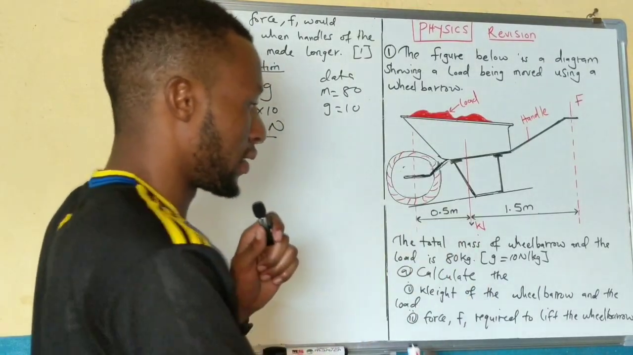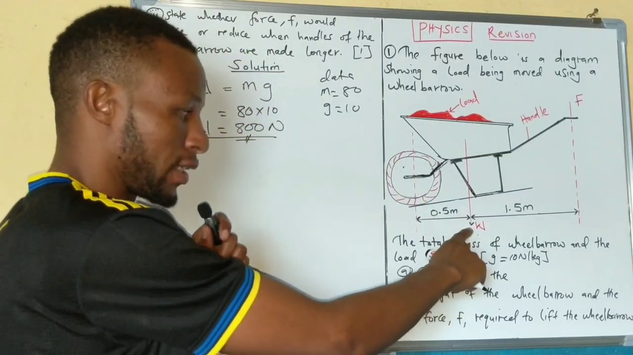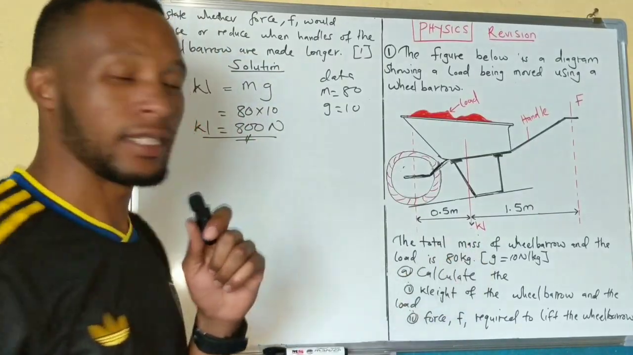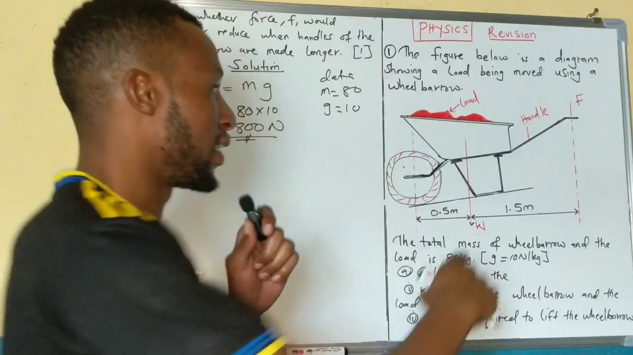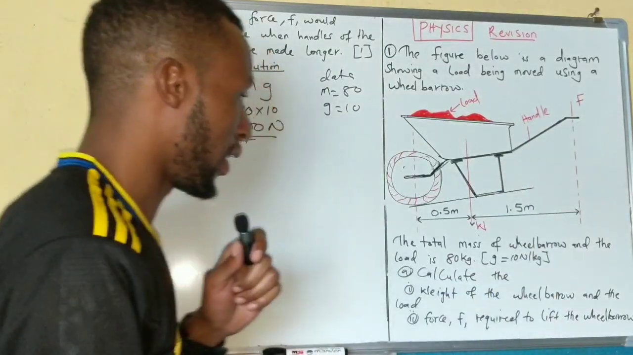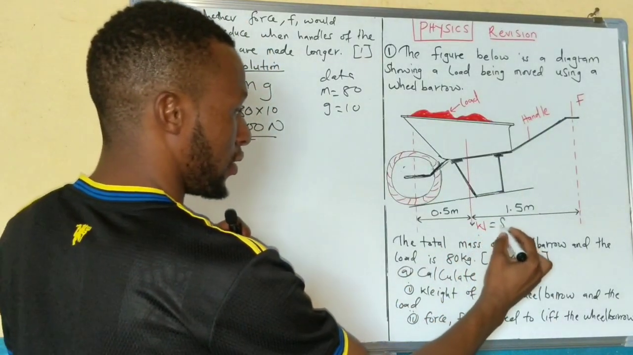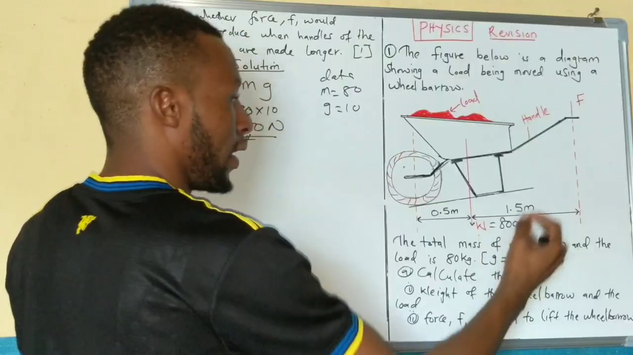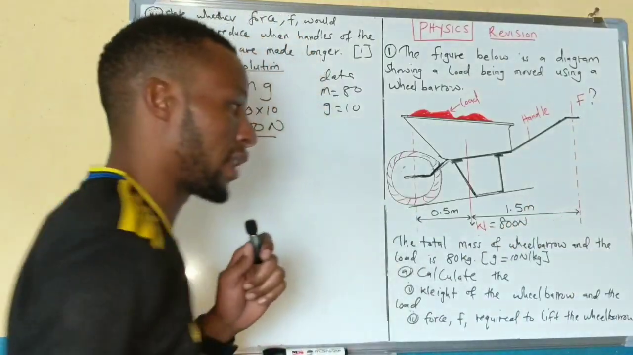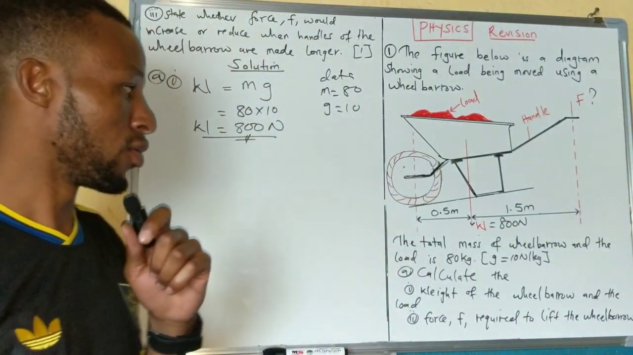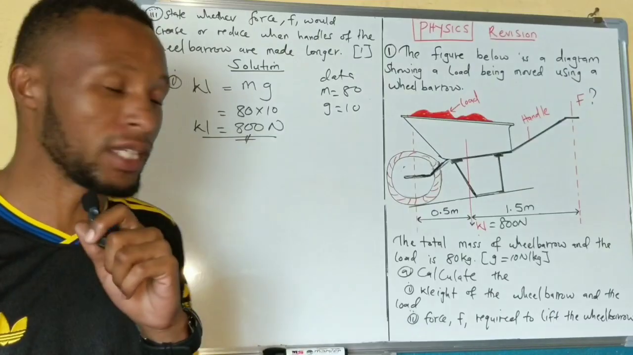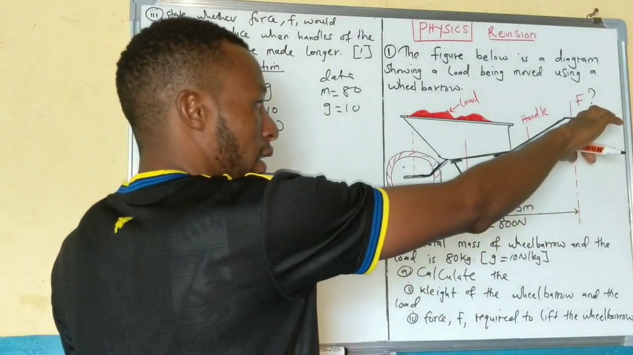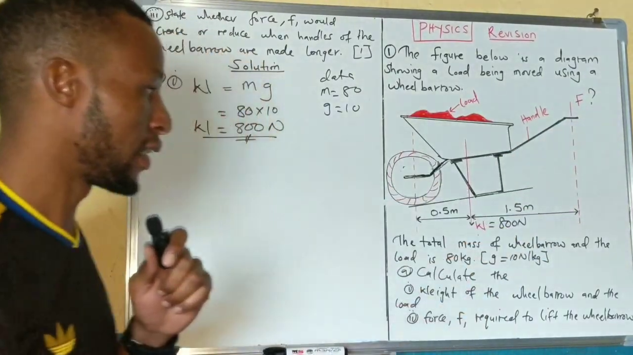Okay, we have two forces. We have this force, this weight that is being calculated here. It's a type of a force that we have. And then we have another force on the other end here. So here we have 800 newtons. Now they are asking us to find that force F there. So whether we like it or not, we need to apply the concept of moments because we have two forces that are being applied in this case.